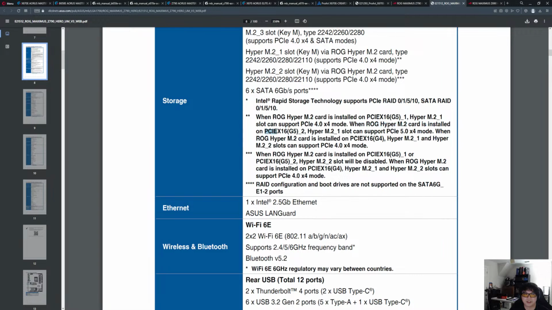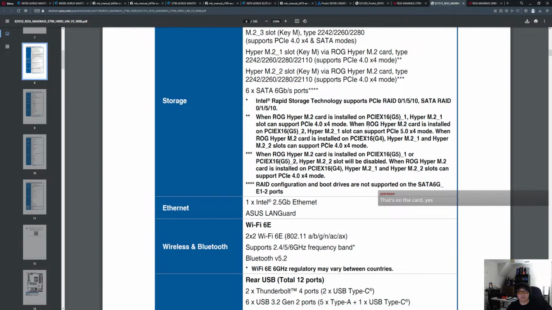When it's installed on the second slot, why is it saying Hyper M.2.1 can support 5.0 speed? What? Is this the first M.2 on the expansion card itself? When Hyper M.2 is installed on the third slot, Hyper M.2.1 and Hyper M.2 run at 4.0 speed. That's on the card. Okay, so Hyper M.2.1 and Hyper M.2.2 are physically on the expansion card. They're not on the motherboard.